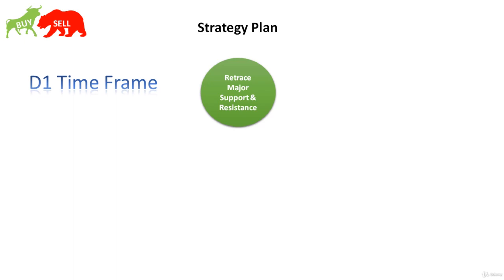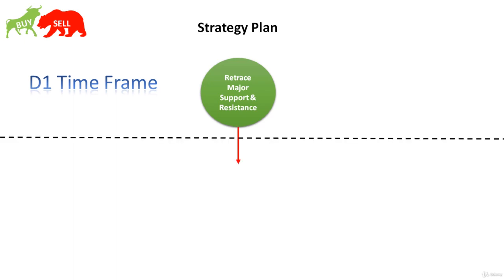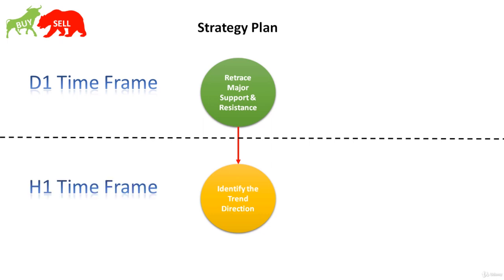So the first thing that you have to do when you open up your trading platform and load your template is to retrace major support and resistance in the daily time frame. The second thing is identify the trend direction in the H1, 1 hour time frame. Okay, so the first step, you have to retrace support and resistance in the daily time frame. The second is identify the trend direction in the hourly time frame.